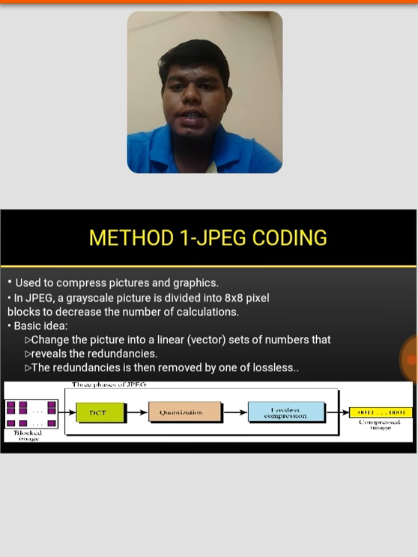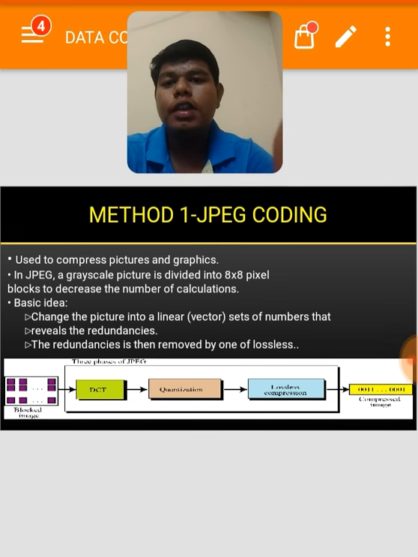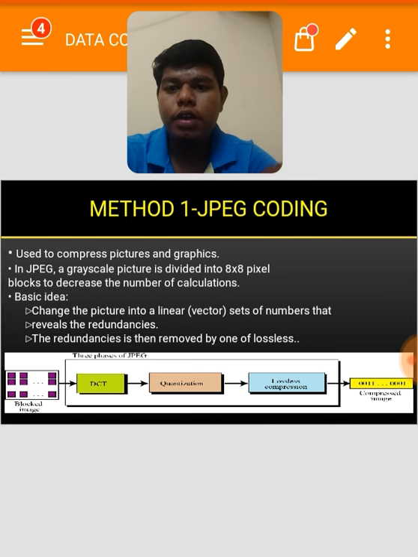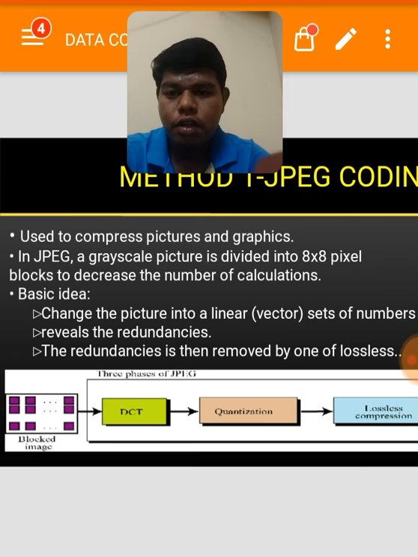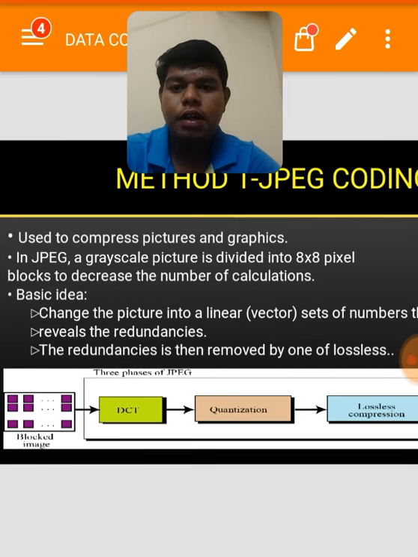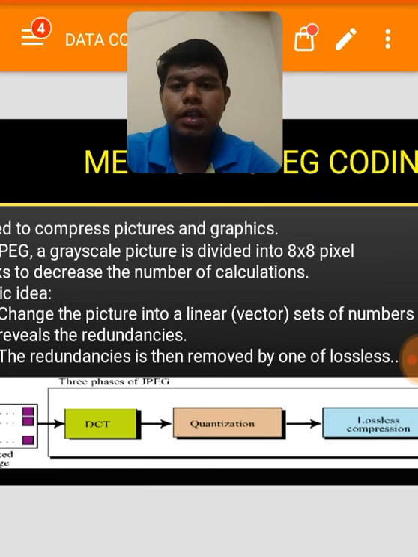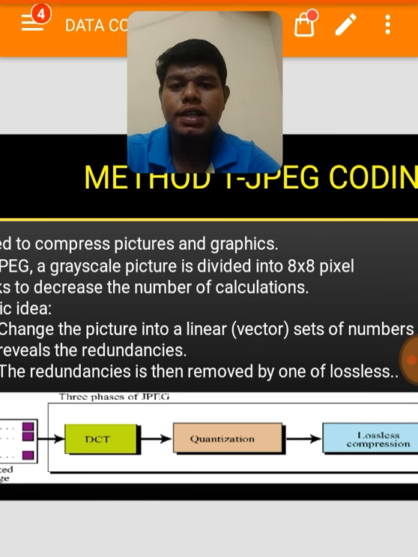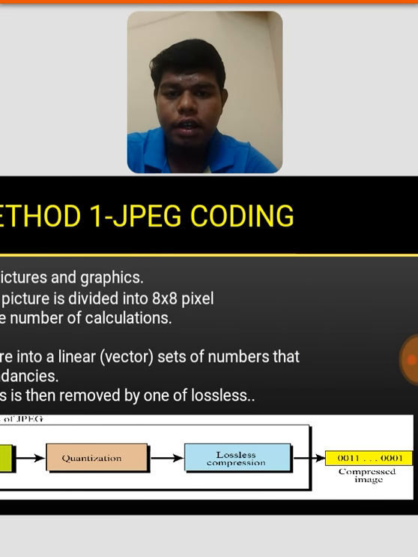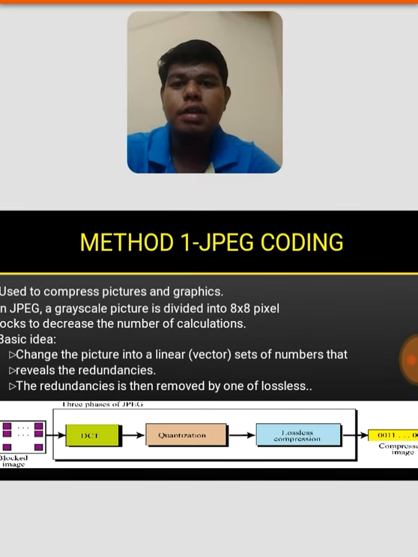The basic idea is to change the picture into linear scales of numbers that reveal the redundancy. Redundancy is nothing but repetition or duplication of data. When the redundancy is found, it is removed by lossless compression. In this process, the black-and-white image comes in, then goes through three phases: DCT, quantizing and lossless compression, and then it is given out as a compressed image.